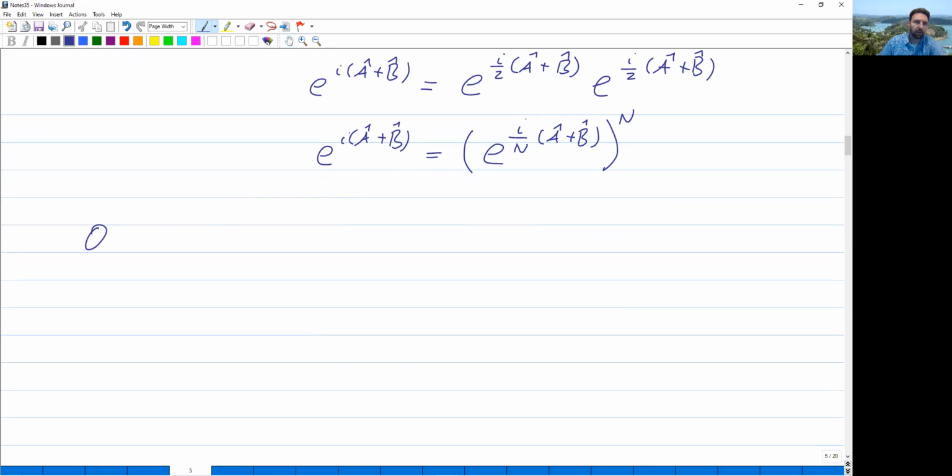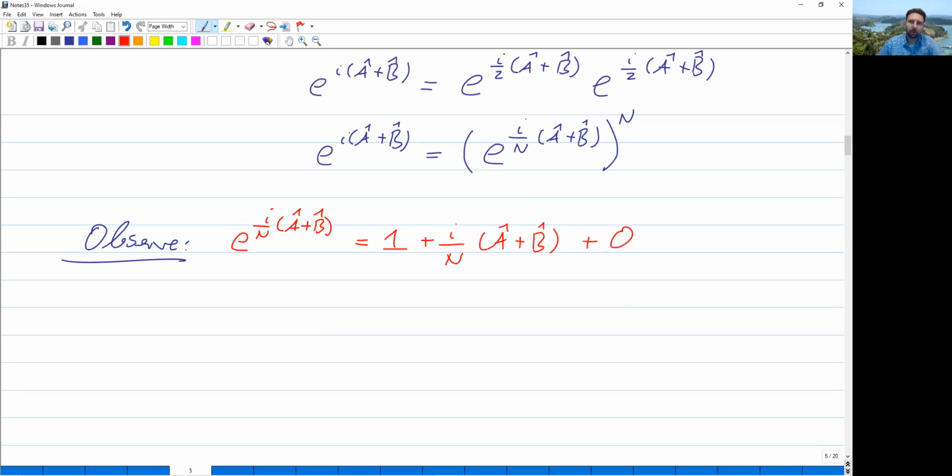Let's expand. We observe that e to the power of i over n, (A plus B), is what? Well, by definition of what the exponential is, this is the identity operator plus the linear term i divided by n, and then A hat plus B hat, plus stuff of the order 1 over n squared.